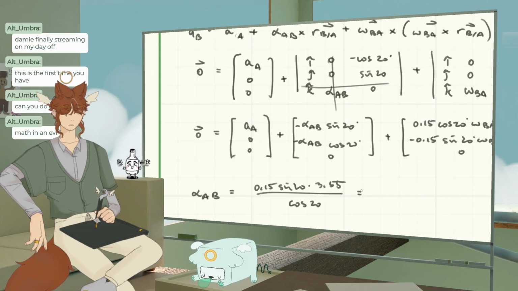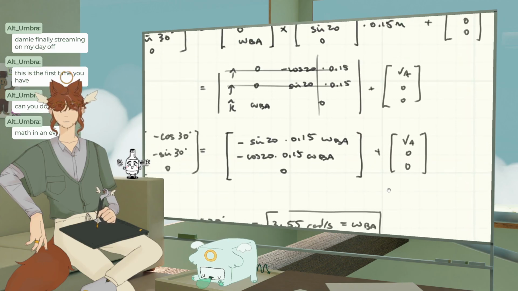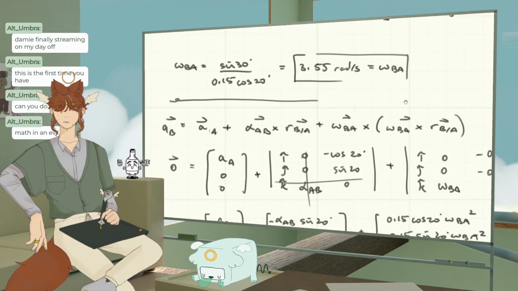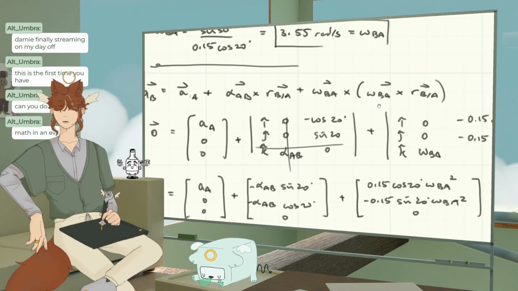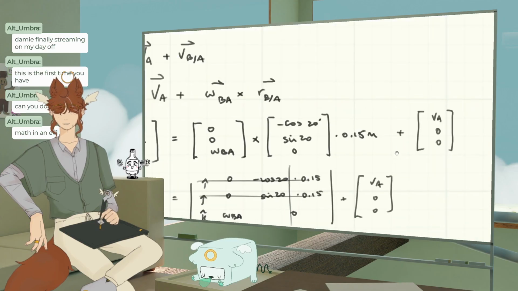Is that cosine 20 or 30? I feel like that should be 30. One of these should be 30 and one of them should be 20. Or not. Never mind. Not, because this is the same. They're on the same side. 0. I don't know. This sounds wrong. 0.19. Fuck. Alright. God damn it.